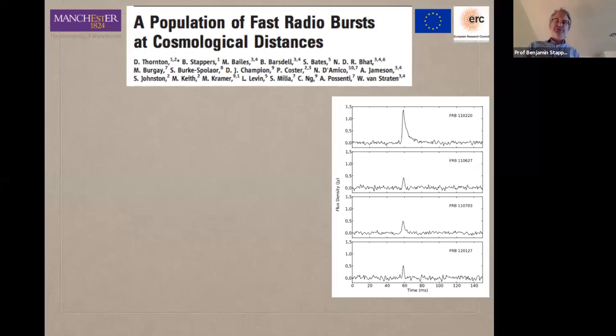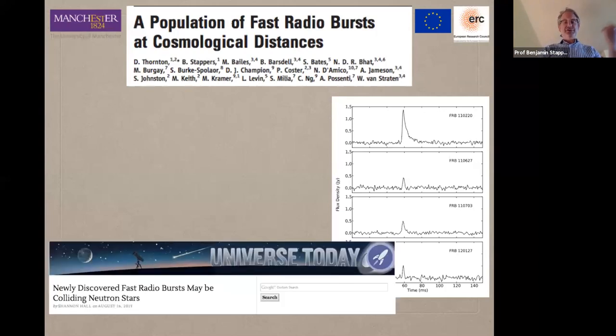Okay, so the burst was received by the telescope, not the day that it was discovered, because these bursts were all discovered in data that had been pre-recorded. And these are the bursts. And so this meant that finally we could say there was a population of fast radio bursts. It wasn't just this one-off weird object. We now knew that they were real and that they were astrophysical objects.